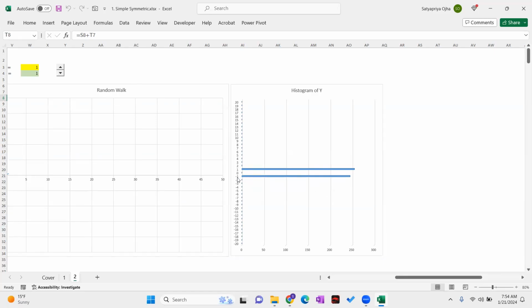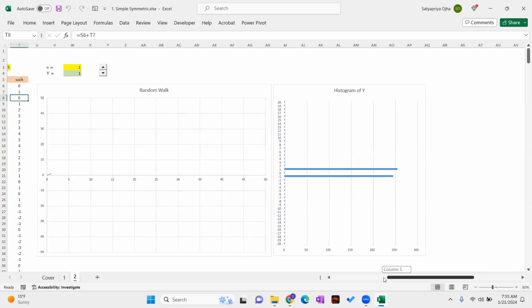This is the histogram. You can see after one step, either it is +1 or -1 and almost equally probable. I'm creating this by doing a lot of simulations behind the scenes. You don't have to worry about that. This is a sampling distribution. It's not a theoretical distribution. If we did a theoretical distribution, it would be exactly the same size.